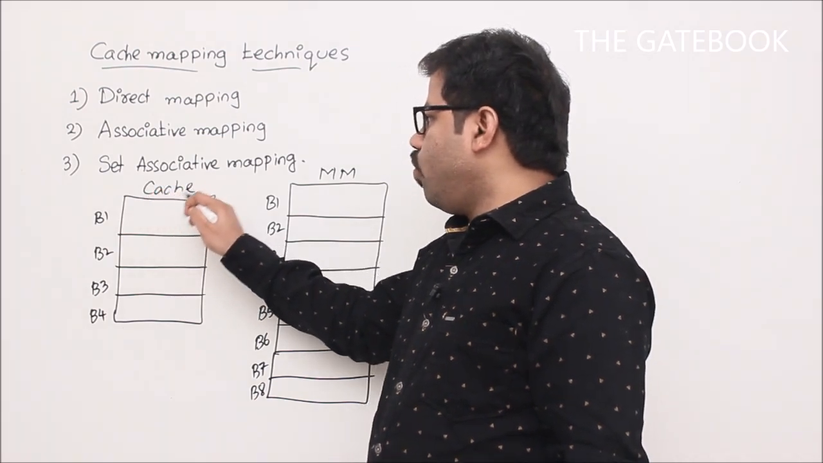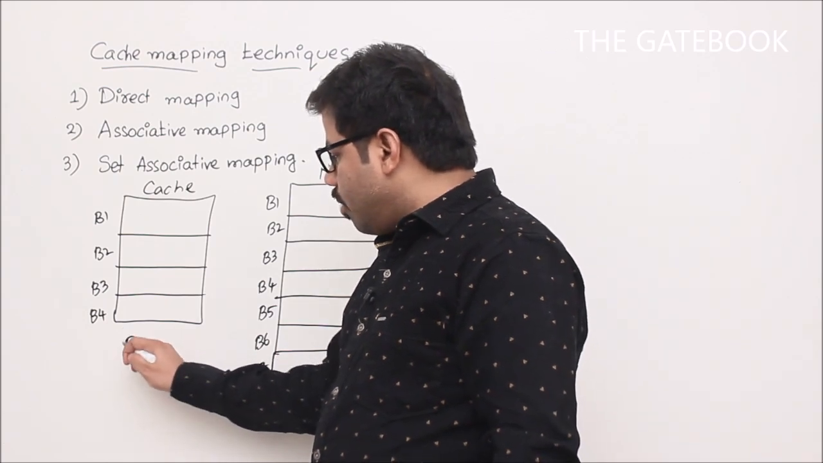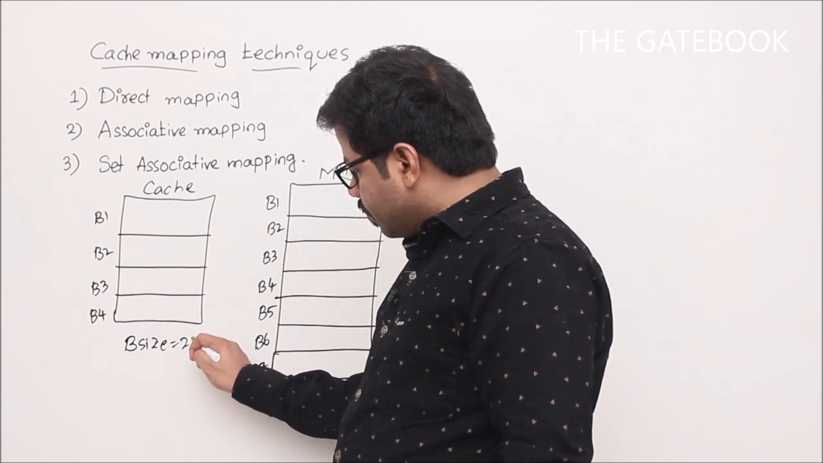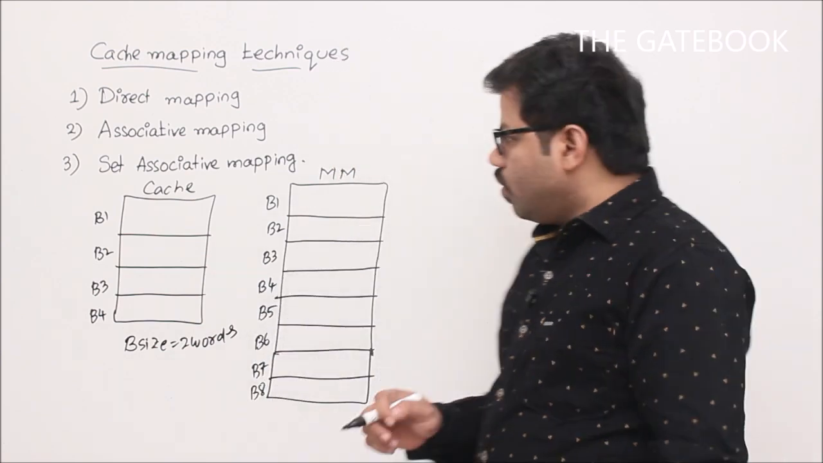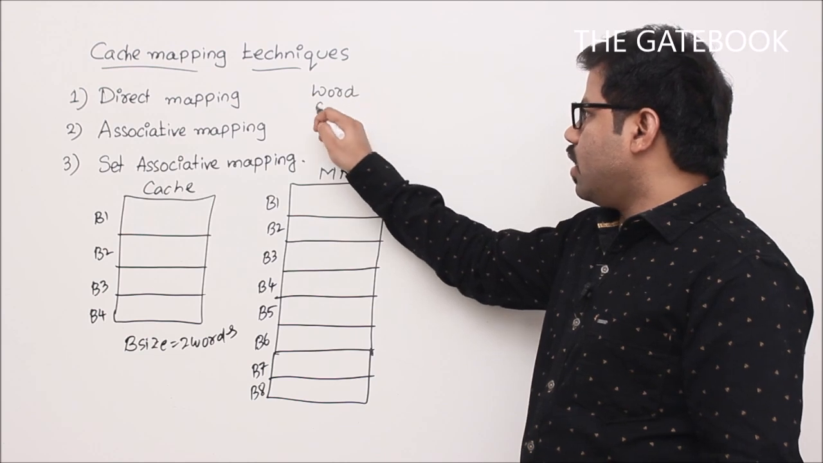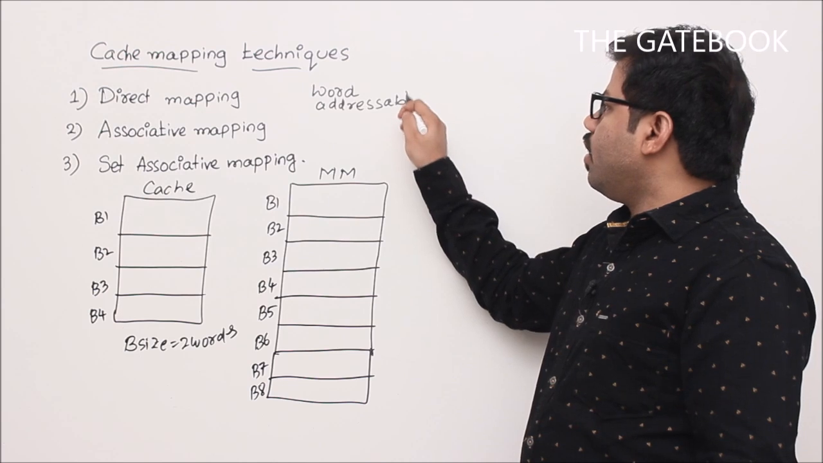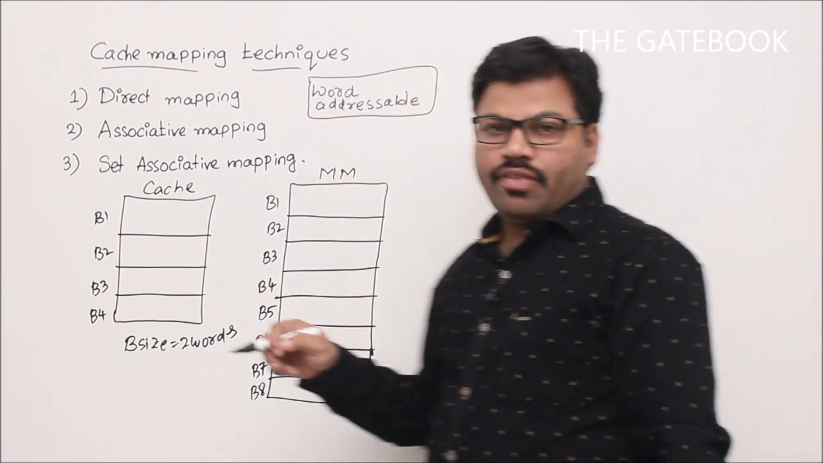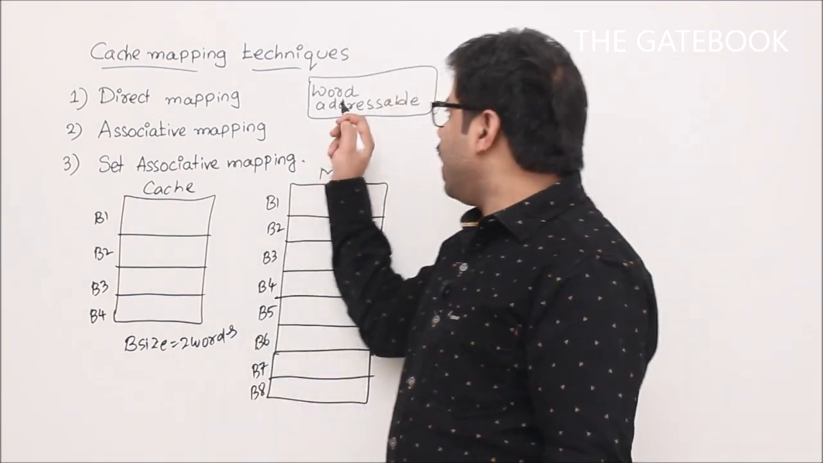Cache is having 4 blocks. So block size let us fix to 2 words. I am assuming that each block size is 2 words. Now, for time being, we assume that our systems are word addressable. Generally they are byte addressable most of the time, but we can imagine that our systems are word addressable. That means every word gets a number, rather than every byte.